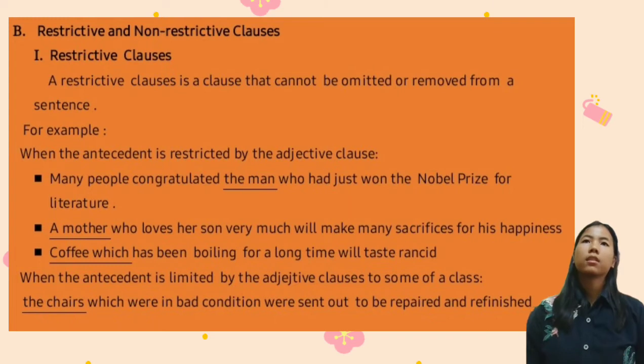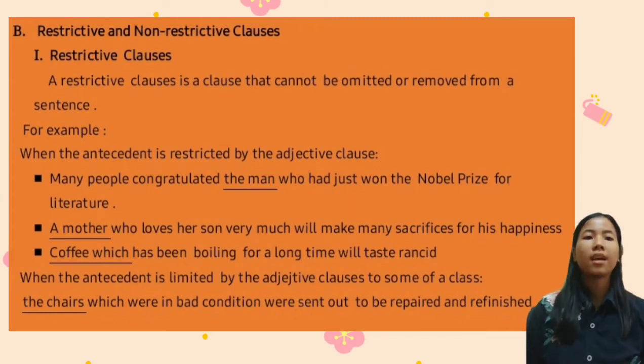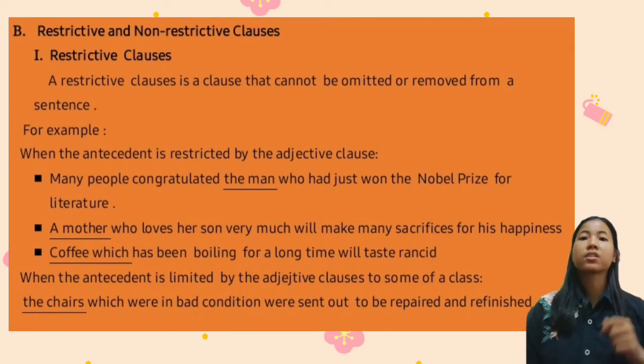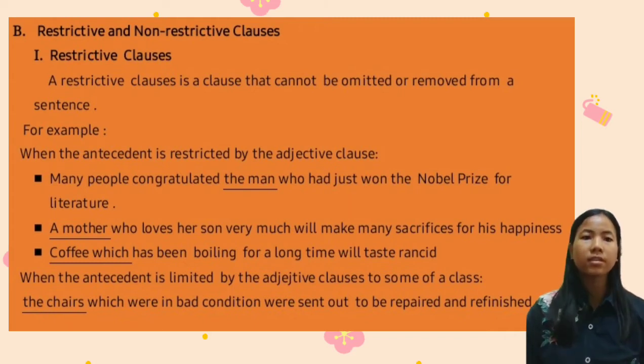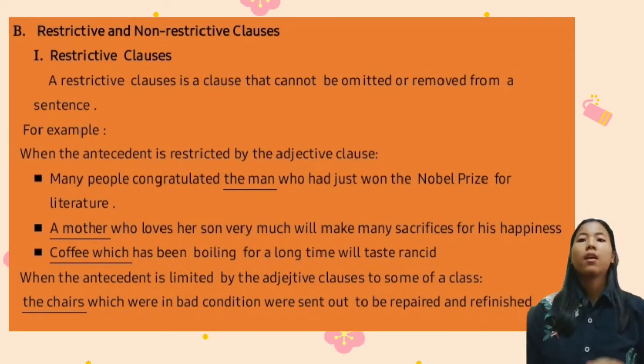In the non-restrictive clause, for example: many people congratulated William Faulkner, who had just won the Nobel Prize for Literature. If made into a restrictive clause, it would have a different meaning: many people congratulated the man who had just won the Nobel Prize for Literature. This antecedent is a proper noun.